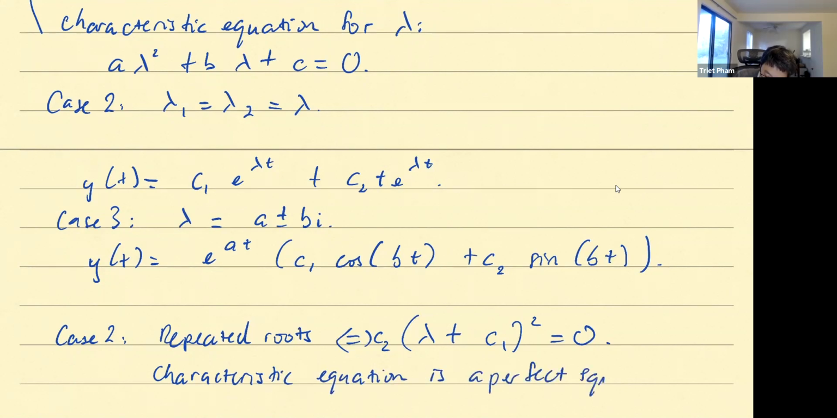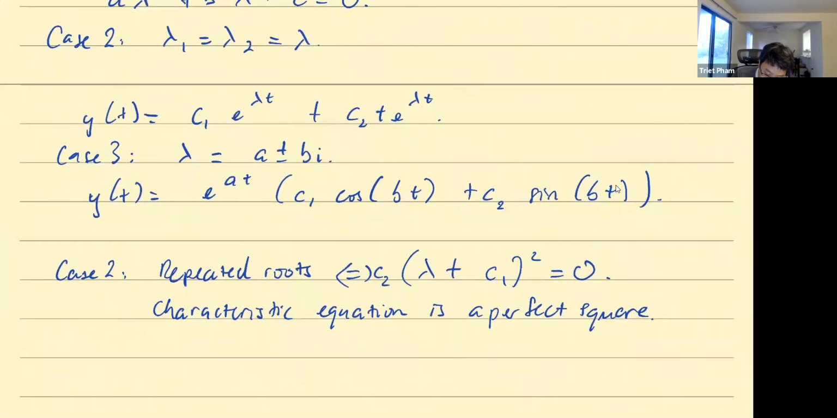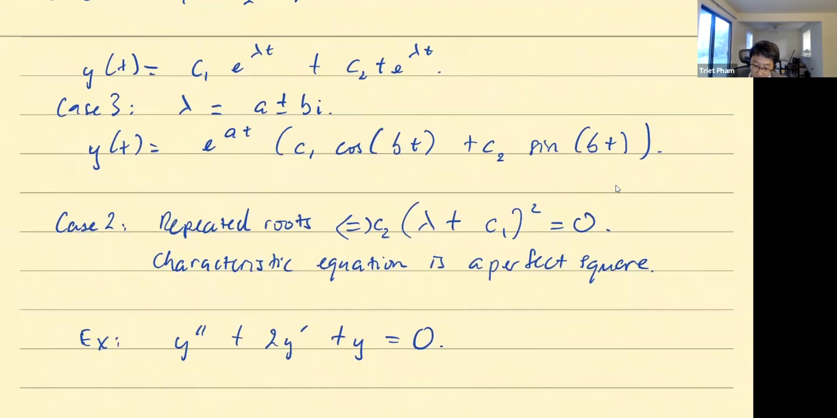Okay, so pay attention to that. For example, consider this equation, y double prime plus 2y prime plus y is equal to 0. What is the characteristic equation? Lambda squared plus 2 lambda plus 1 is equal to 0.